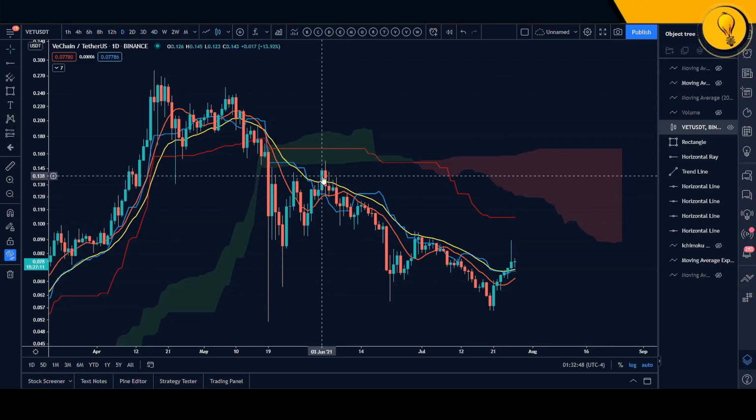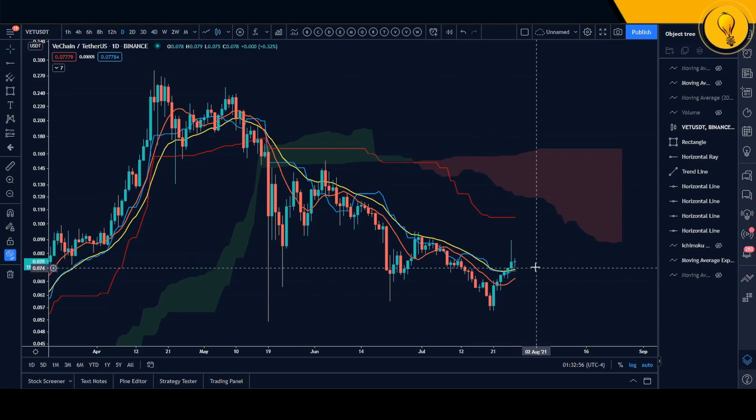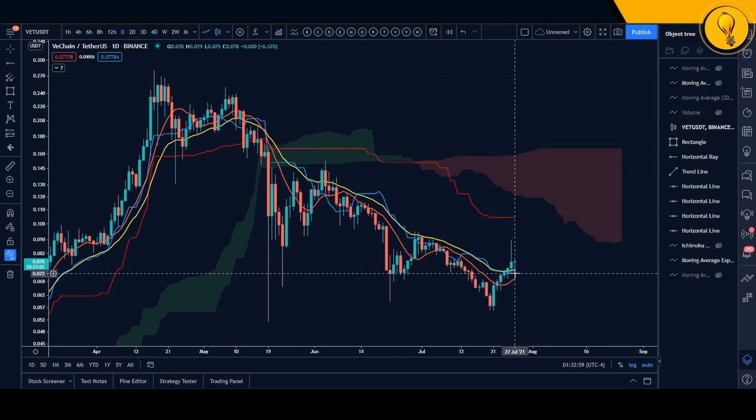Yes, we got one candle body close, but we only got one. We did not see consecutive candle body closes over the 21 EMA. Now notice what's happening here. We're seeing essentially a good two candle body closes over the 21 as well as the Tenkan.